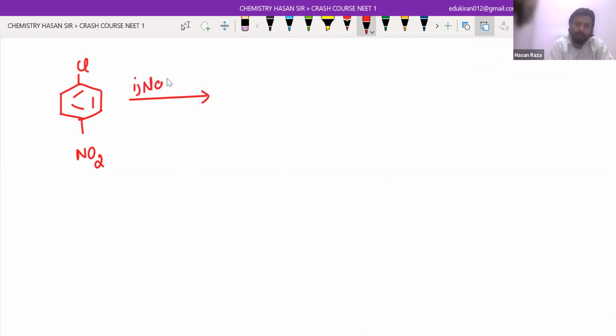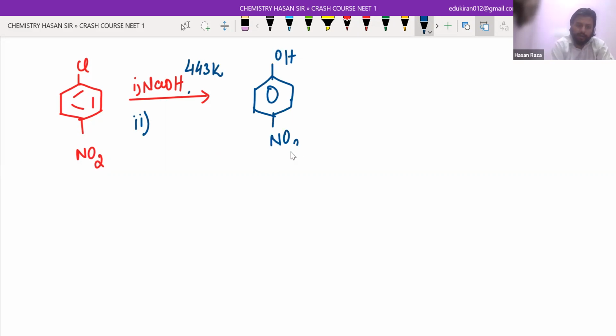So you can see the drastic condition changes. Initially it needed 623 Kelvin, but by adding NO2, you will be needing only 443 Kelvin, followed by acidification, and then you will get this. Then you will get this easily, more than the previous one. Now, if you add two NO2 groups, it will be very much more reactive than this one. So it will be like this.